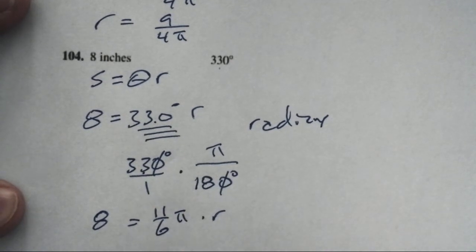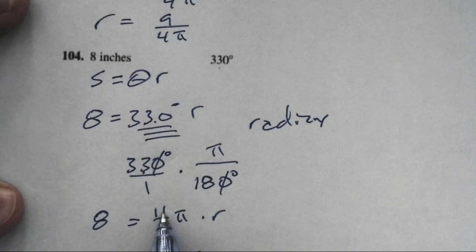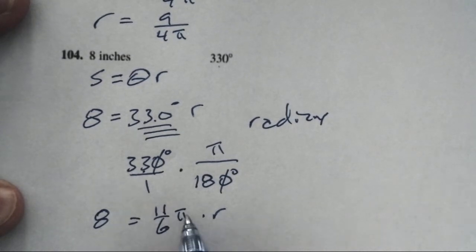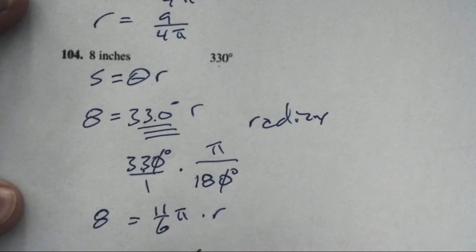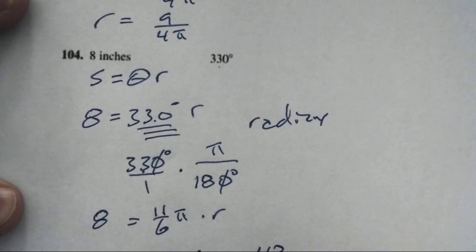R equals 8. To get 6 away, we have to multiply. To get 11 away, we have to divide. And to get pi away, we have to divide. So we end up with r is 48 on 11 pi.